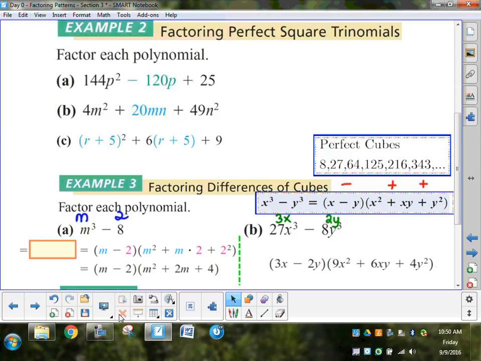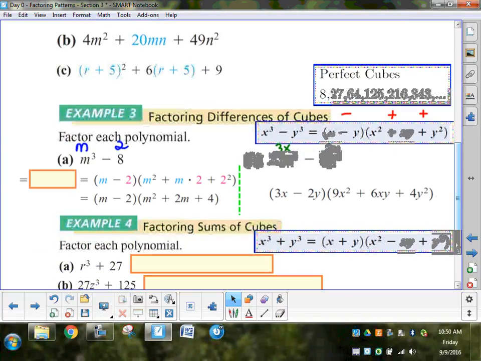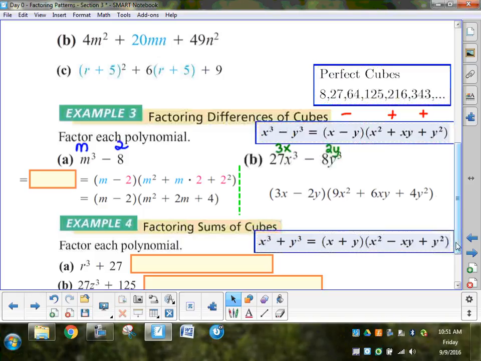Questions on that one? You won't make the same mistake a second time. Once you get it for the first time, you'll be great. All right, let's take a look now. We're going to do the sum of cubes. So there's one more pattern to recognize, but it's really not that different. Only one thing changes when I go from this difference of cubes to the sum of cubes.